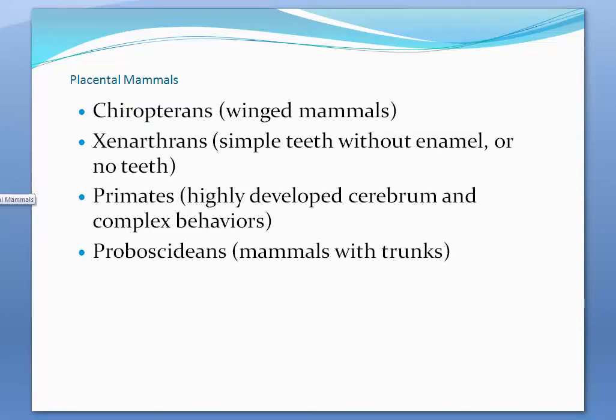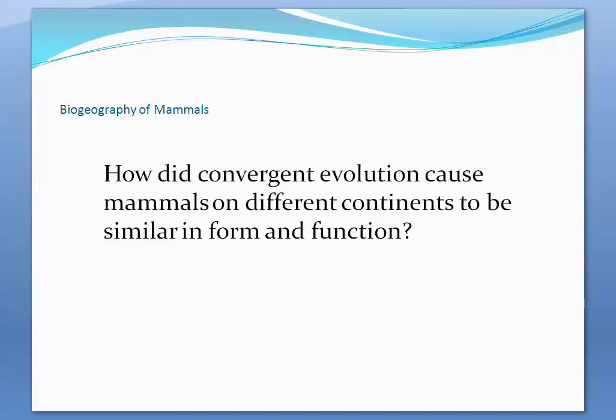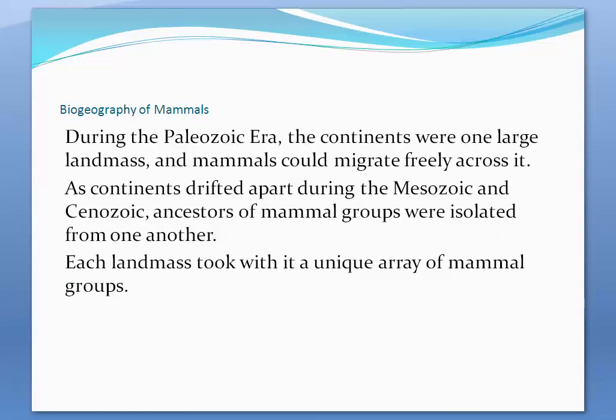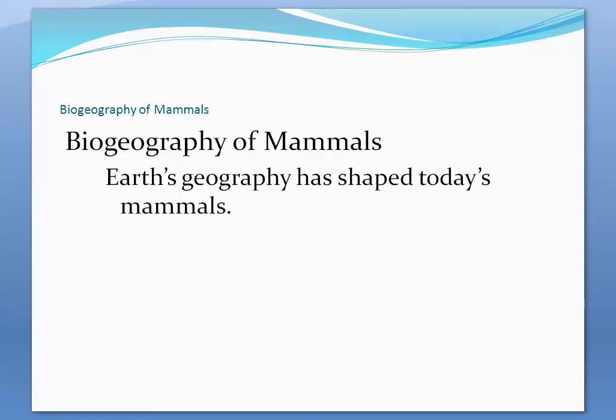And so to end our diversity of mammals, we're going to look at how convergent evolution caused mammals on different continents to be similar in form and function. And as a reminder, convergent evolution is when unrelated animals develop similar body types. And how they developed the same body types is by biogeography. So this is looking at how life and geography relate.